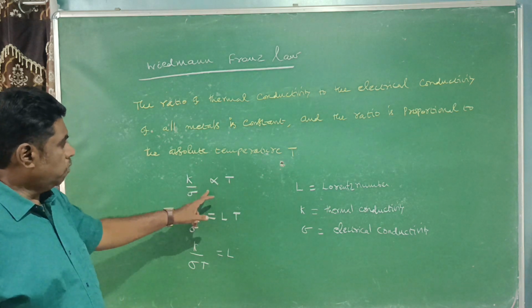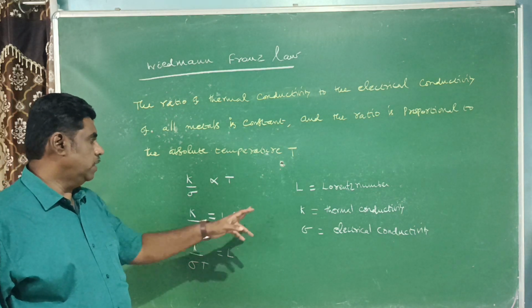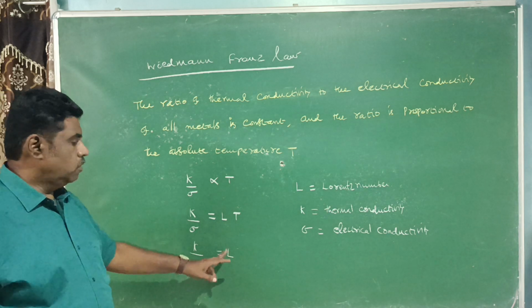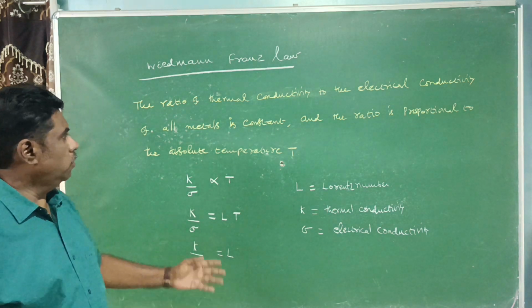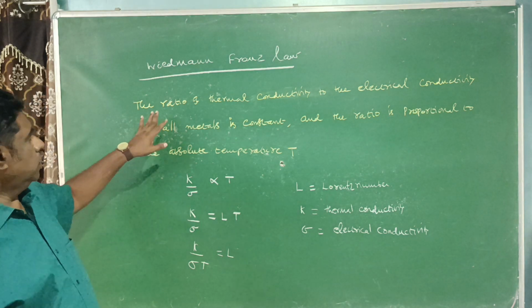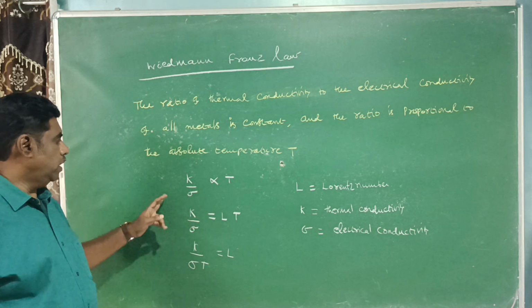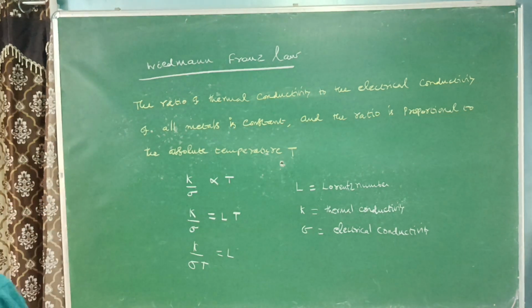In order to remove the proportionality sign, we are introducing a constant L, which is called the Lorentz number. K by sigma T is equal to the Lorentz number L. Now we have to derive first the thermal conductivity value and the electrical conductivity. Finally, we will arrive at the K by sigma ratio. Now we will do one by one.